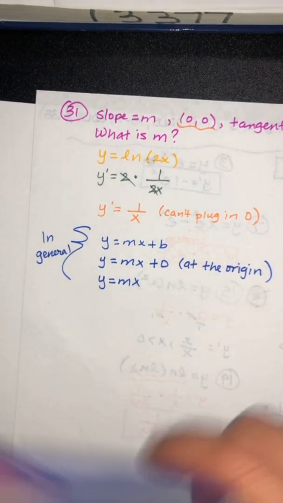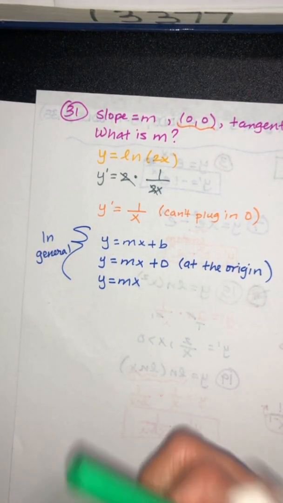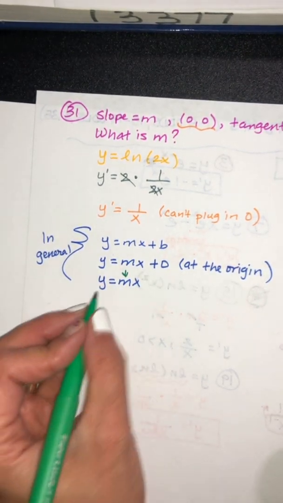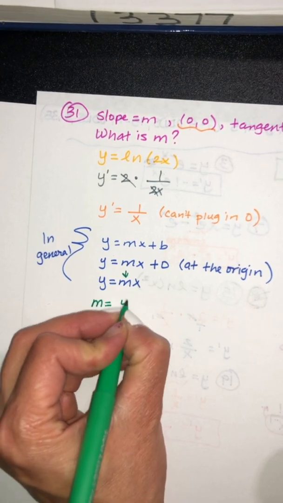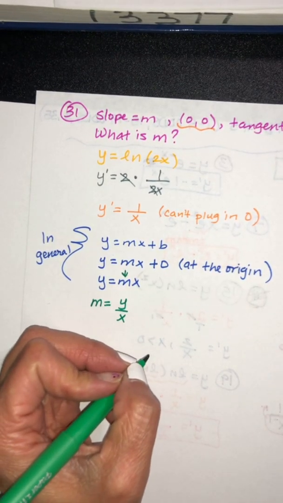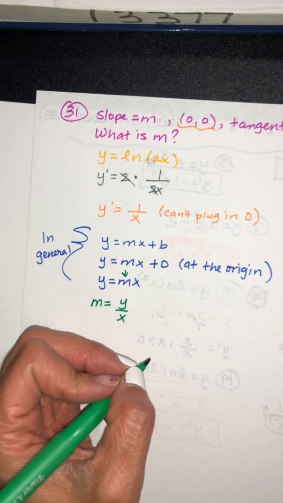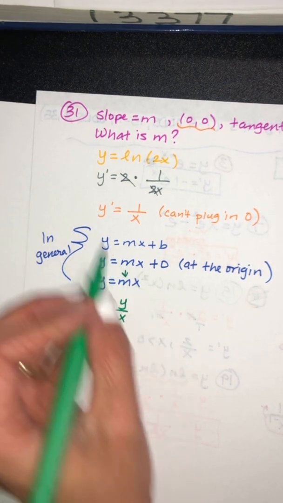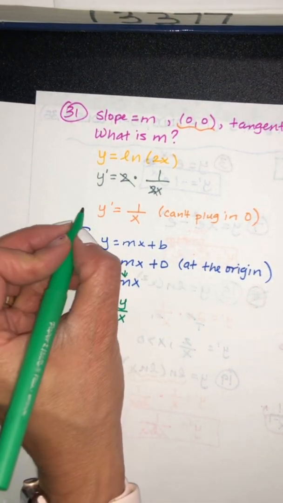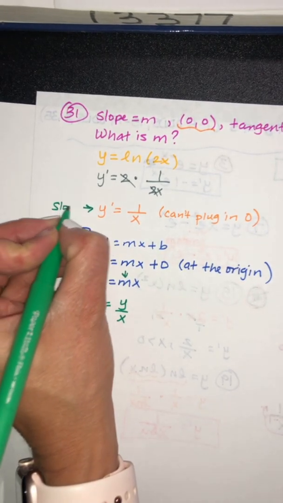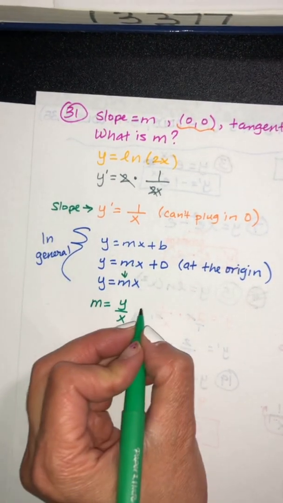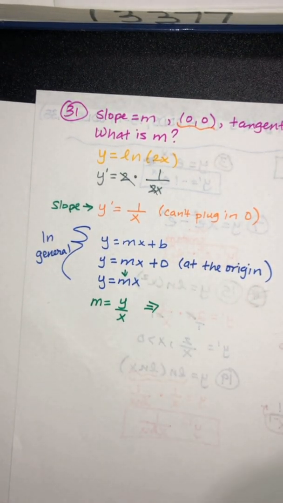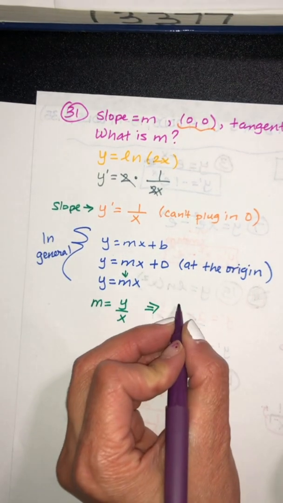We can use this to our advantage. Let's solve for m. We divide both sides by x, so m equals y over x. Now I have the slope in terms of x and y. Since I know y prime equals 1 over x, and this derivative is the slope, I can set them equal to each other because they're both representing the same thing.